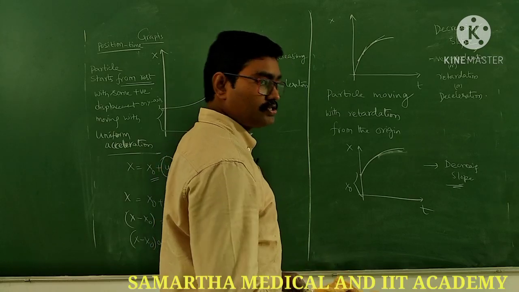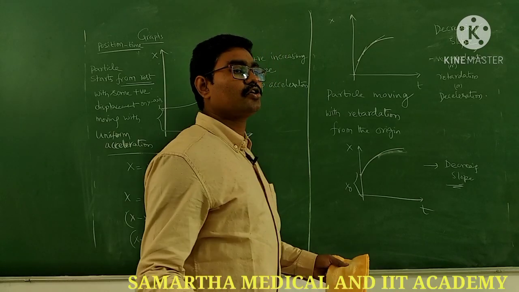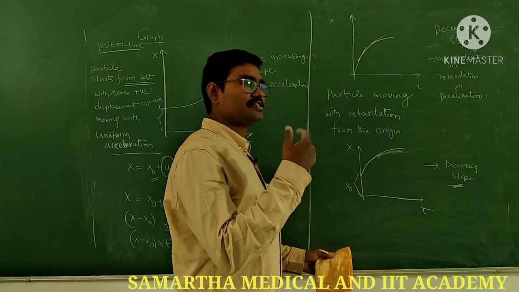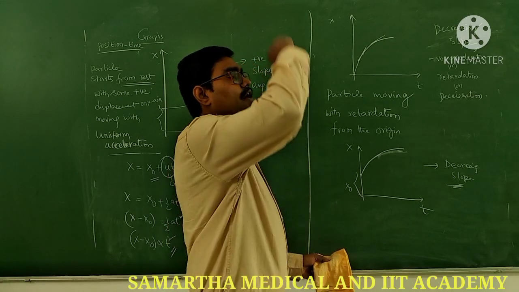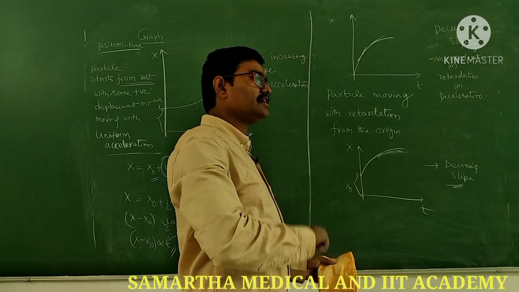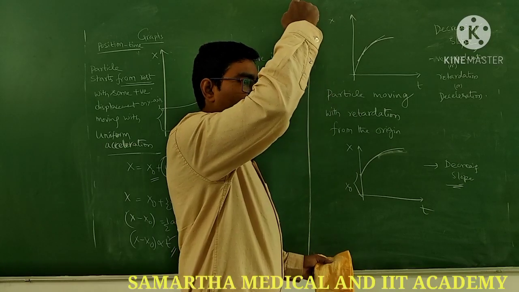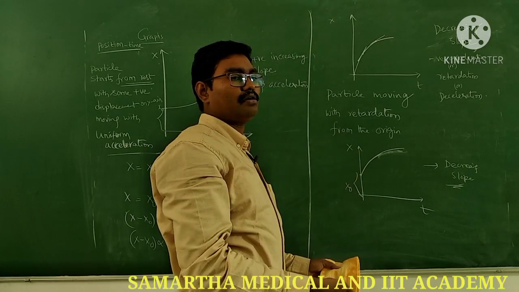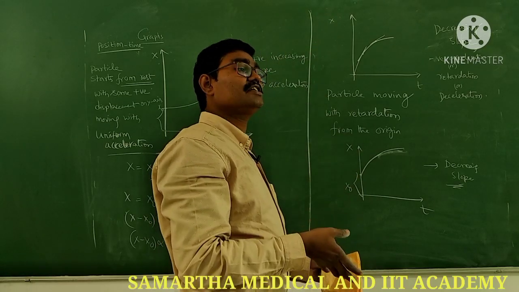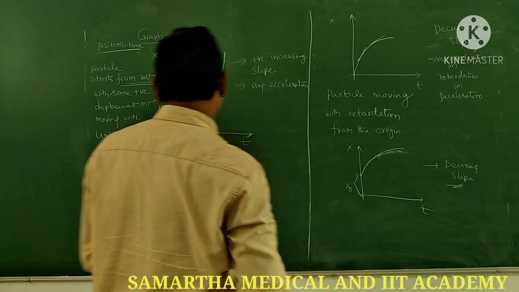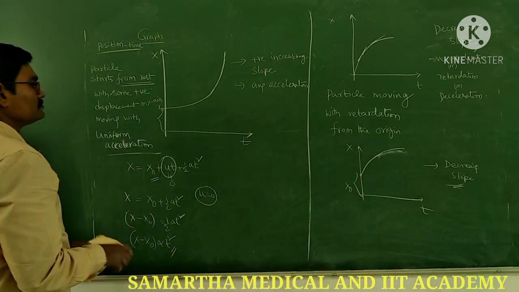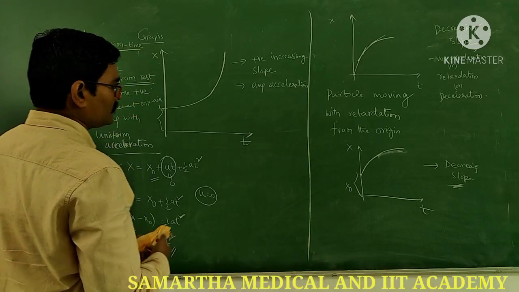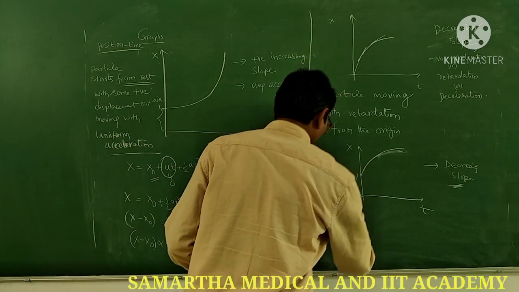Next, suppose a particle is thrown vertically upward. Initially velocity is more. When it goes to the top, velocity is 0, so velocity is decreasing. Then after reaching the top point, while it is coming down, the magnitude of velocity increases in the reverse direction. So for that case, you can draw a curve like this.